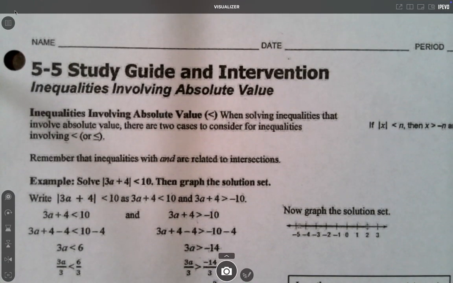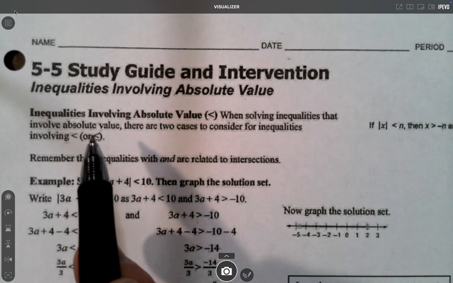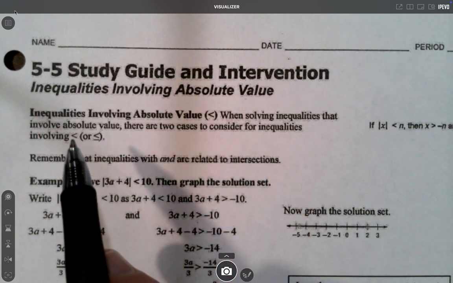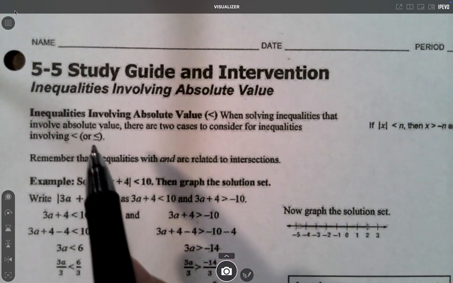Okay, so we have done equations with absolute value before, and we saw that there were two answers we had to find in that case, because it was possible that it was equal to the positive version or the negative version of the answer. Now here we'll do something very similar, but with inequalities. So when solving inequalities that involve absolute value, there are two cases to consider for inequalities involving less than or less than or equal to.